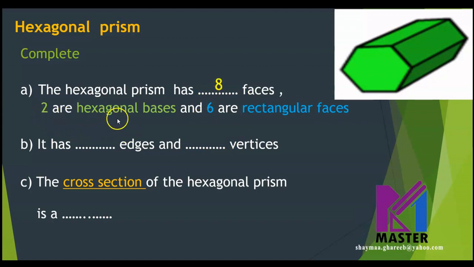2 of them are hexagonal bases, or 2 of them are hexagons, and 6 of them are rectangular faces or rectangles. It has how many edges? 6 in this base, 6 in the opposite base, and 6 connect between them. So it has 18 edges and how many vertices? 6 at this base and 6 on the opposite base. So it has 12 vertices. The cross section of the hexagonal prism is a hexagon.